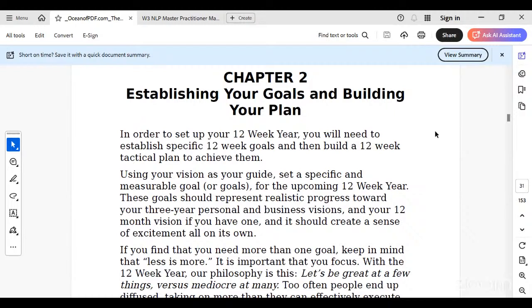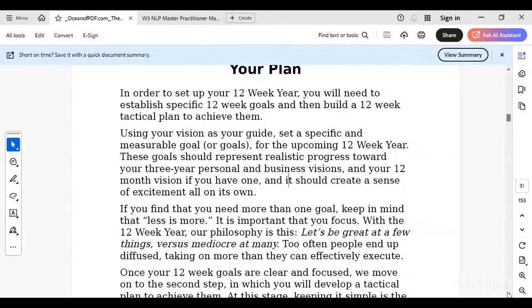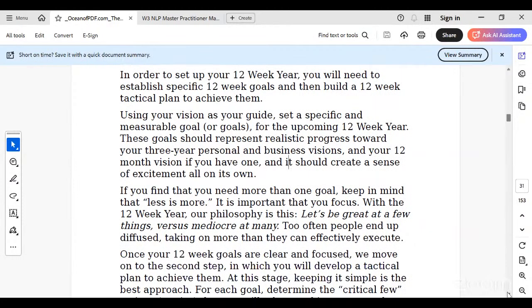I'll start reading and then maybe people can continue then. Okay, chapter 2, establishing your goals and building your plan. In order to set up your 12-week year, you will need to establish specific 12-week goals and then build a 12-week tactical plan to achieve them. Using your vision as your guide, set a specific and measurable goal or goals for the upcoming 12-week year. These goals should represent realistic progress toward your 3-year personal and business visions and your 12-month vision if you have one. And it should create a sense of excitement all on its own.